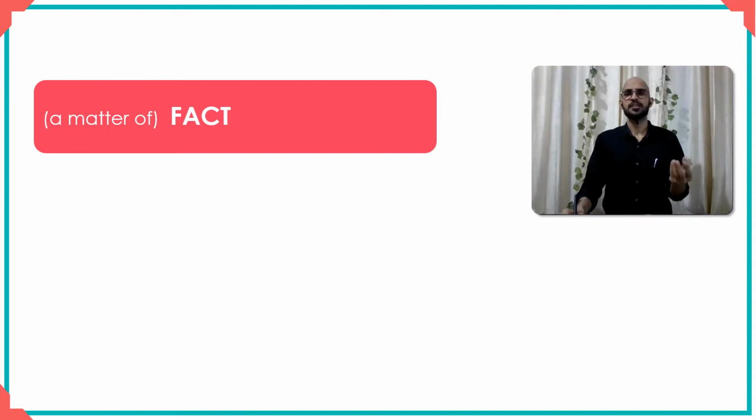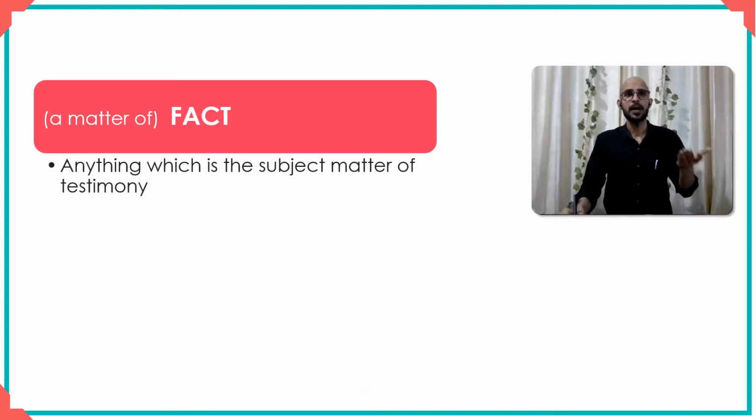In the previous video, we had spoken about the distinction between fact and law without getting into the definition of fact, right? So again, if I were to just summarize what we discussed in the previous video, a fact is basically something which is placed before the court and a person testifies about it, either in the form of a witness or through a document. So anything which is the subject matter of testimony is a fact.